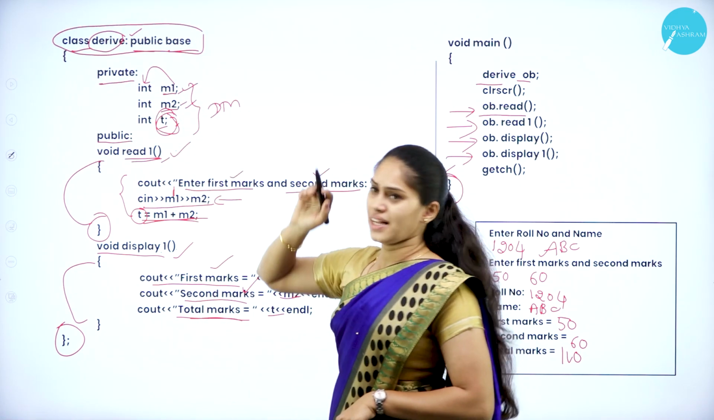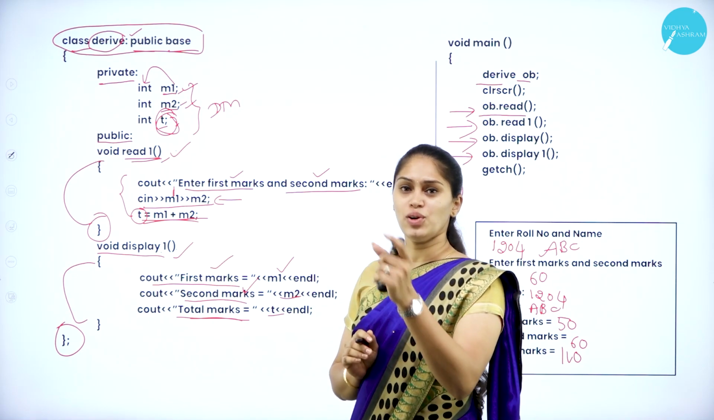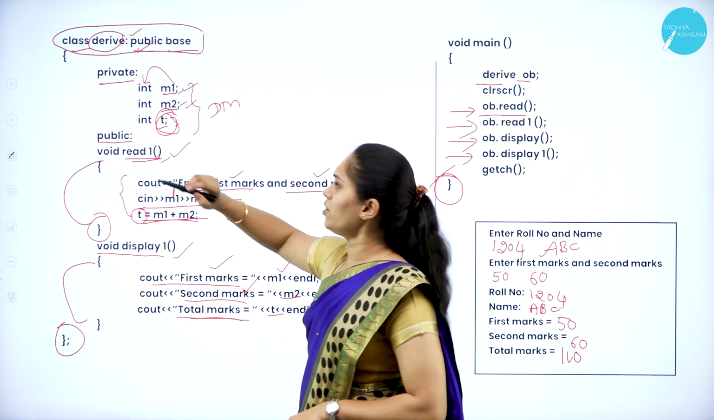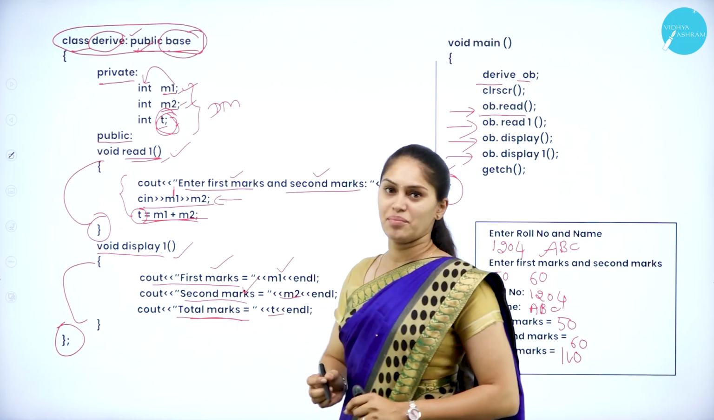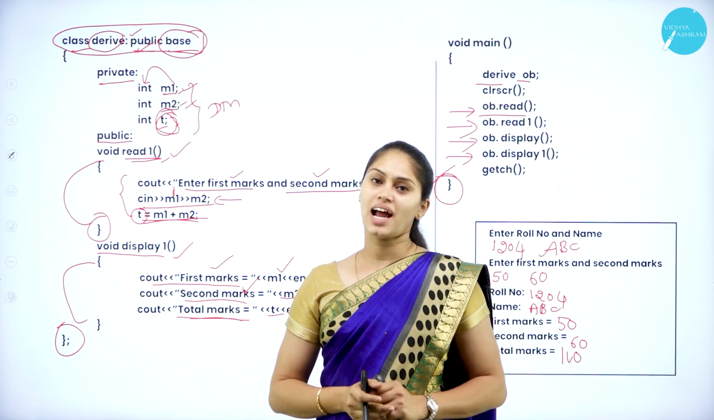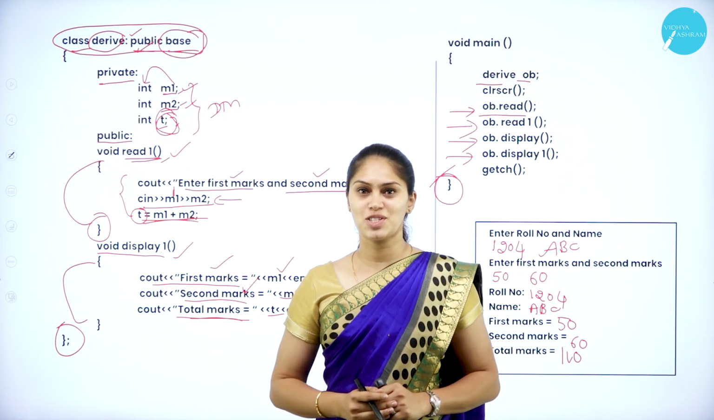I need to create a derived class and I must inherit the features of the base class into the derived class. For that, I need to specify the visibility mode along with the base class name. So I hope you all understood single level inheritance, and it is also important for the 5-mark question. Let me move on to the next topic.